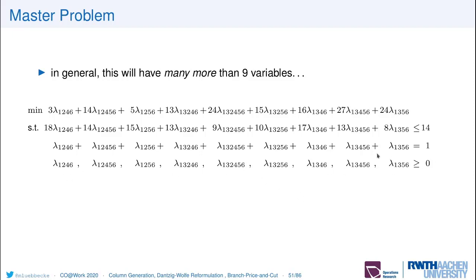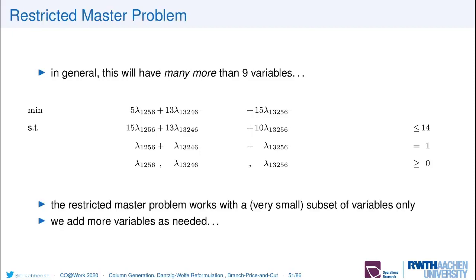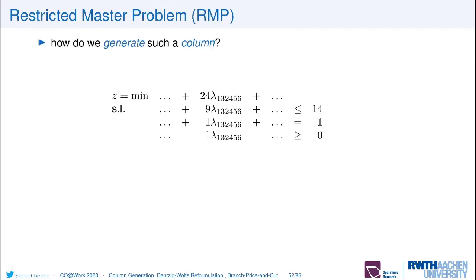So here I can write the entire master problem on that slide, but let's assume 9 variables is so absurdly large that I cannot solve that, so I drop most of the variables, arriving at what we call the restricted master problem. It has a small subset of the variables only. Okay, and we add more variables only as needed. We do column generation. Question is how? So how would we generate or add a path variable to that model which we don't have currently?